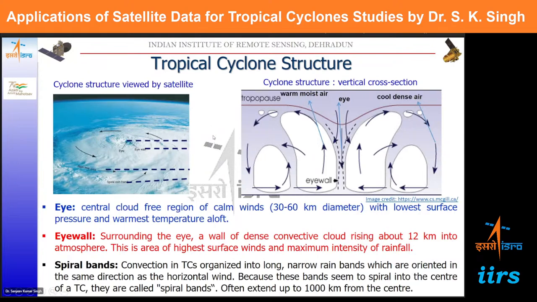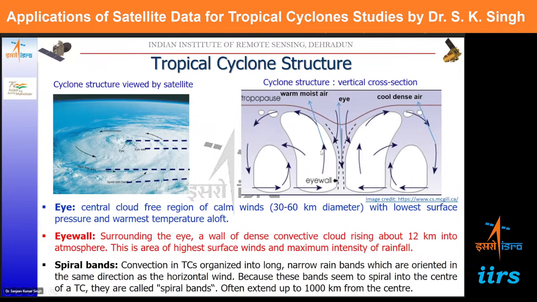This is the basic structure of the tropical cyclone, shown as a vertical cross section and as a horizontal structure. If you look at the center of the tropical cyclone, that is called the eye. The eye is mainly a cloud-free region with calm wind. Its extent can be 30 to 60 kilometers in diameter, and the lowest surface pressure and warmest temperature exist inside the eye.